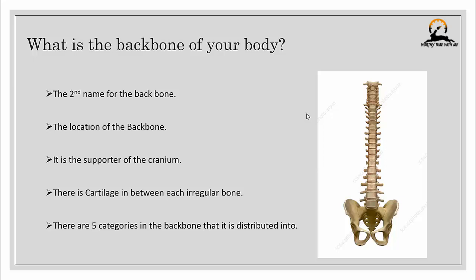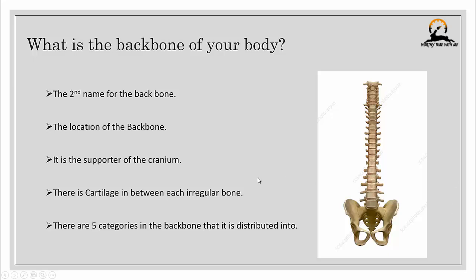Now, how is the backbone supporting the cranium? Well, the backbone right here on the top is connected to the cranium. So, what are these gaps here, you're probably wondering? There is cartilage in between every irregular bone. These bones in between have cartilage. Cartilage is a very rubbery material.